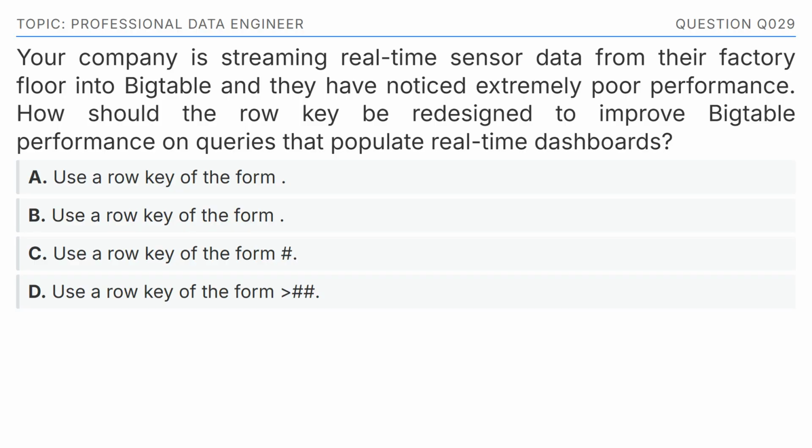Your company is streaming real-time sensor data from their factory floor into Bigtable and they have noticed extremely poor performance. How should the row key be redesigned to improve Bigtable performance on queries that populate real-time dashboards? The options are: Option A, use a row key of the form timestamp. Option B, use a row key of the form sensor ID. Option C, use a row key of the form timestamp #sensor ID. Option D, use a row key of the form #sensor ID #timestamp.